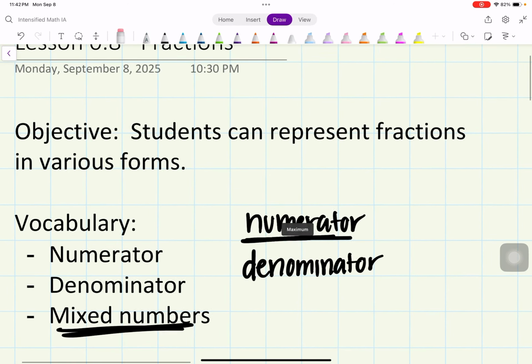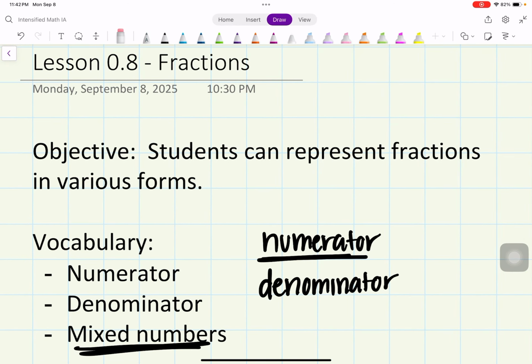All right, you guys. So we're starting off with lesson 0.8, which talks about fractions. We are going to be working on representing fractions in various forms, where the fraction is given to you in a shape, or a number line, or the number itself. We're going to go ahead and work with a couple of these.